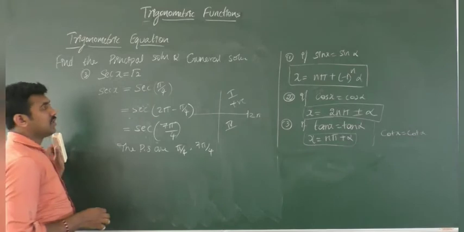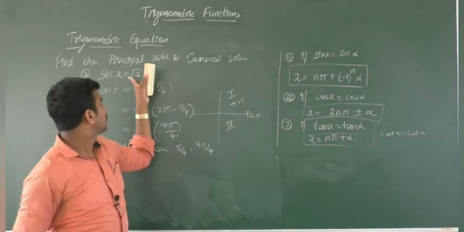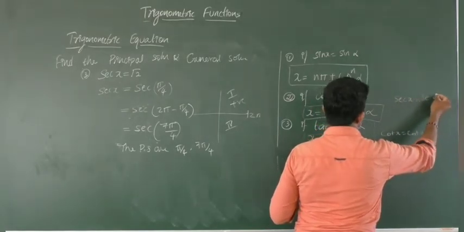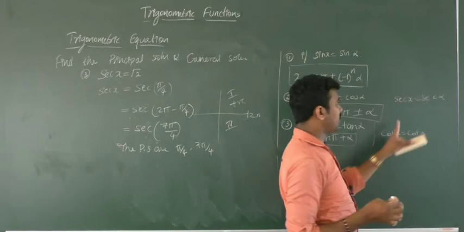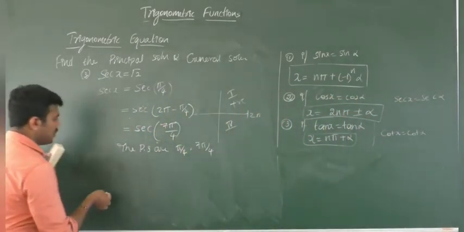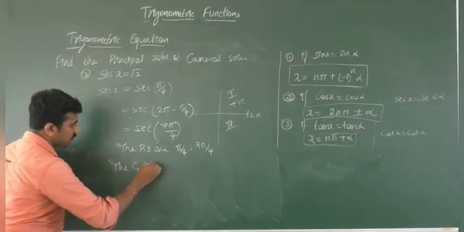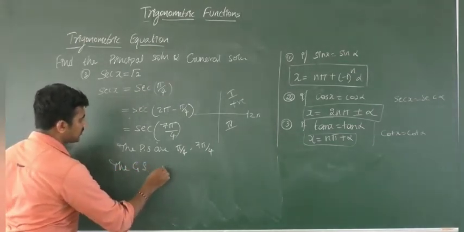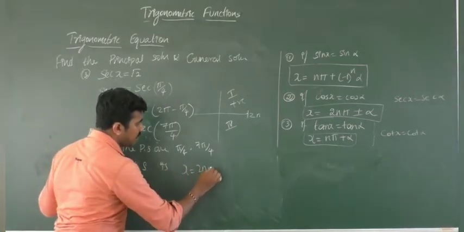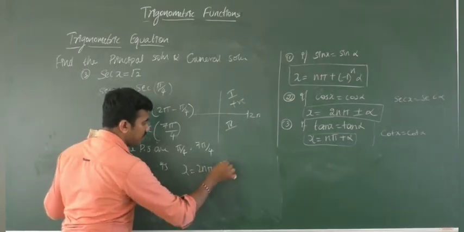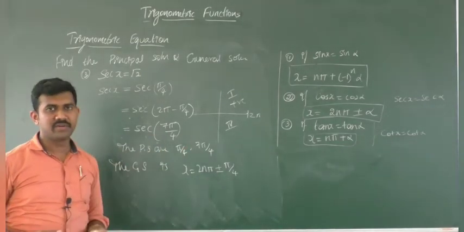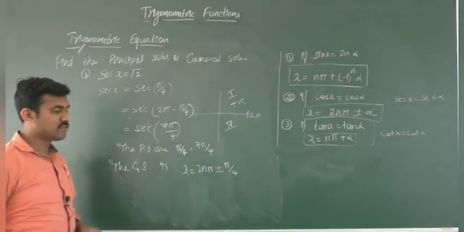Now the general solution. Secant x is the reciprocal of cos. So the general solution of secant x is equal to secant alpha is the same as for cos, that is 2n pi plus or minus alpha. So the general solution, in the form, what will we get? x is equal to 2n pi plus or minus alpha. Alpha means here you can take any one of the principal solutions. Take any one. Okay, so 2n pi plus or minus pi by 4.